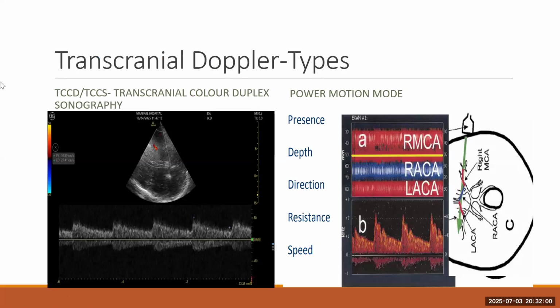Quickly jumping into the transcranial Doppler types. They are divided into imaging and non-imaging Dopplers. On the left half of the screen is the imaging Doppler, where we see the B mode of the brain, identify certain landmarks, and then insonate the vessels based on the color or the pulsations, and then we get a spectral waveform like this, and that's how the values are interpreted.